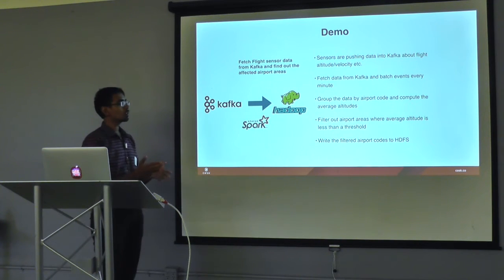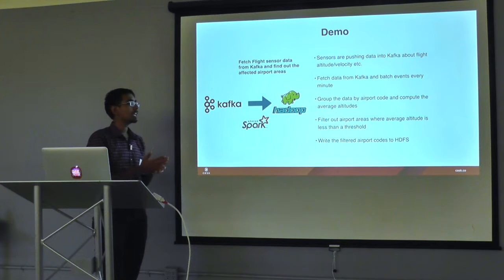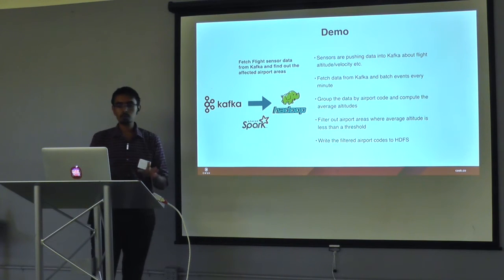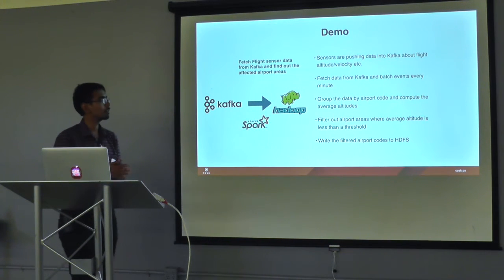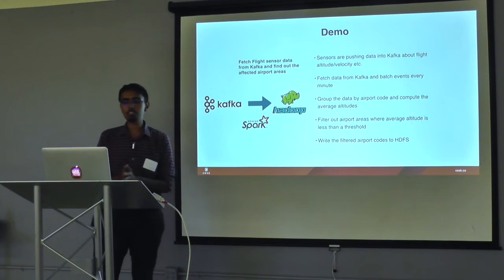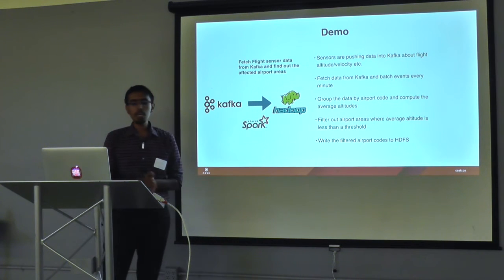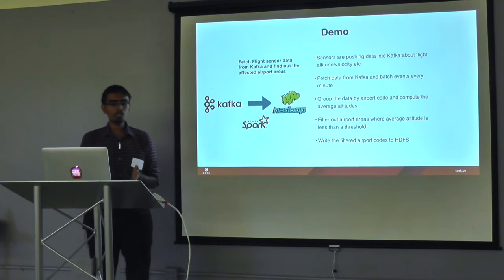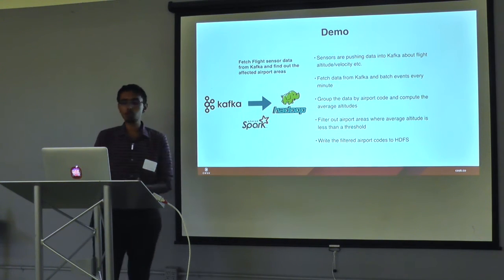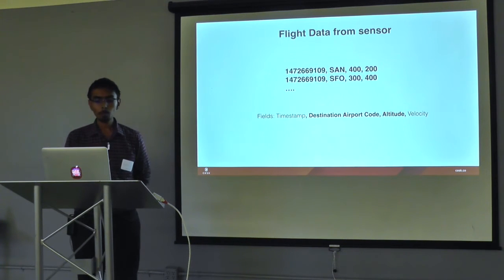And then we will filter out the airport codes where the average altitude is less than a threshold. So let's say our threshold is 500 meters, just a value. We are interested in the destination airports where the altitude is less than a specific threshold, so we want to filter that data out. And we just want to write this data out to HDFS. After that, we will try to visualize the data using a BI tool. In this case, we'll use Tableau to do some visualization as well.